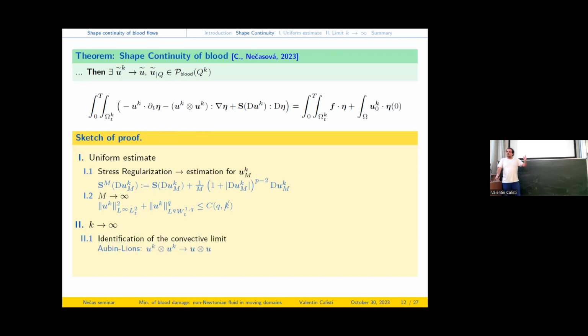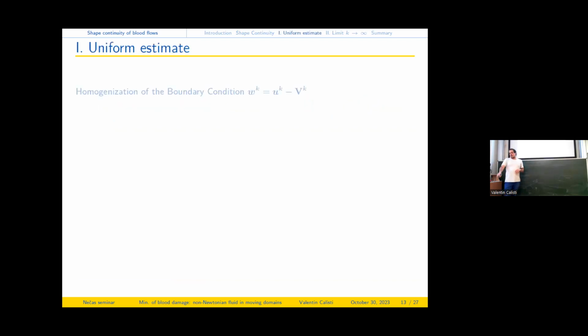And then what remains to be done is to identify the limit of the convective term and identify the limit of the stress tensor. So I will describe it a bit more. Something I have skipped, and I will do it till the end of the presentation, is that usually we work with the homogenized solution. So we have u, which is sticking to the velocity of the moving domain on the boundary. Usually we homogenize this boundary condition so that we work with w, which belongs to some W^{1,q}_0 space.